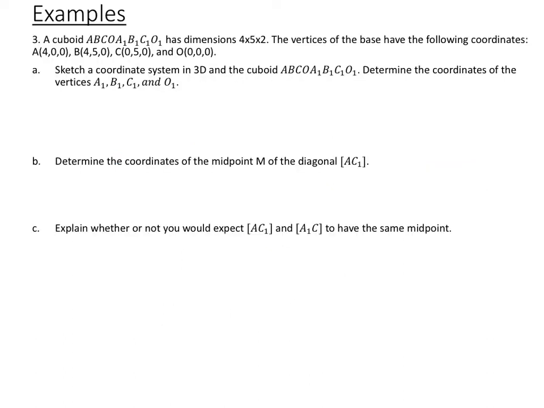So this next example, we have a cuboid ABCO A1 B1 C1 O1, which has dimensions of 4 by 5 by 2. And the vertices have the base with the following coordinates. So vertex A is at 4, 0, 0, B is at 4, 5, 0, C is at 0, 5, 0, and O is at the origin 0, 0, 0. So first, sketch a coordinate system in 3 dimensions so that you have the cuboid, and determine the points of the vertices A1, B1, C1, and O1. So go ahead and pause the video and try that.